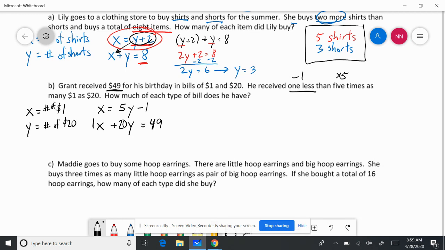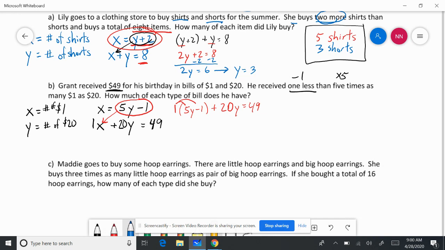Now we're going to be solving it. When we're solving it, we're solving by substitution. So we're going to take our expression and plug it in for x. So what we have is 5y minus 1, plugging that in for the x, and then we can put the 1 in the front if we want. Then what we have is 20y is equal to 49. We're going to add the like terms. Obviously, this would stay the same.